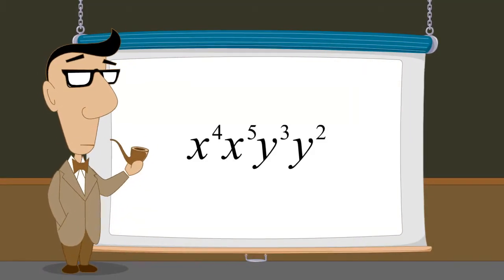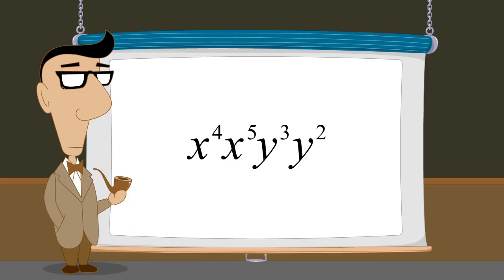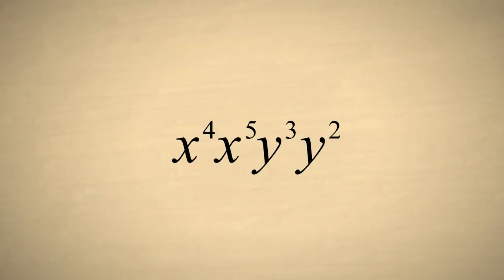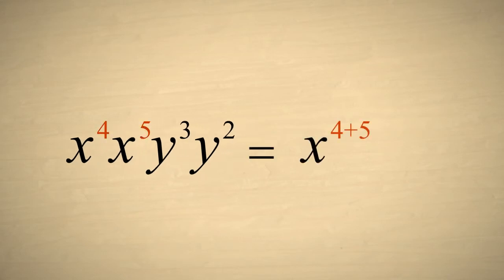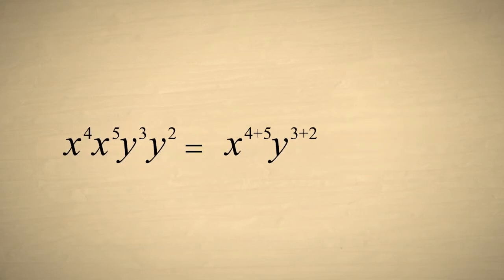Let's try an example with two different variables. Remember that we can only add exponents of terms whose bases are the same. Therefore, we can add the exponents for the x's and the exponents for the y's, but we cannot combine the x and y terms. The result is x to the 9th times y to the 5th.